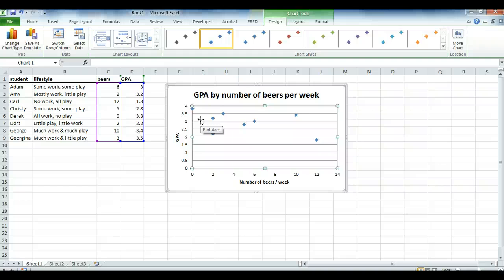There could be some threshold where if you drink below a certain threshold, you're just fine. There's no difference in your GPA. But then above a certain threshold, you're just completely sloshed, and the GPA goes down the toilet. That's what you can kind of see in a scatter plot.